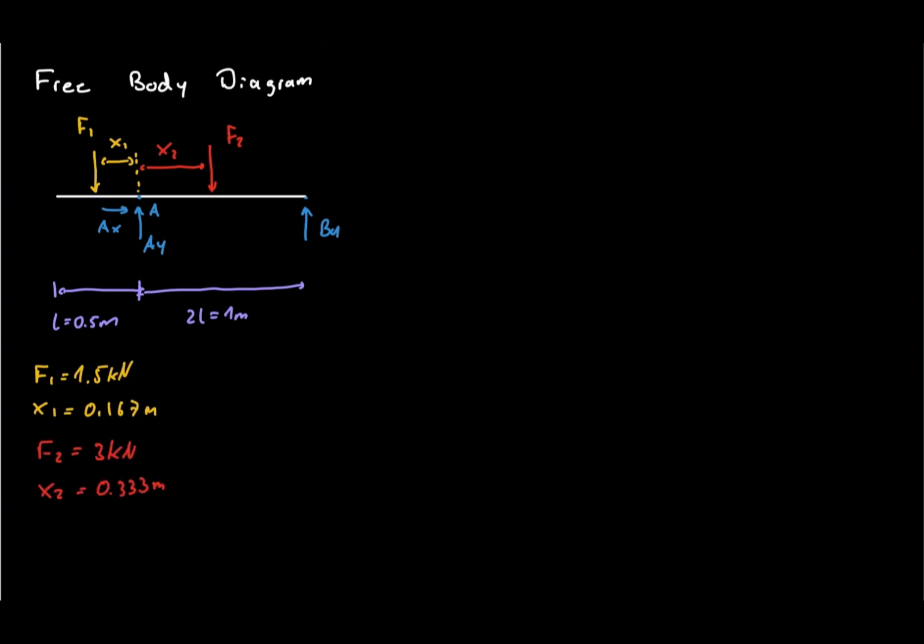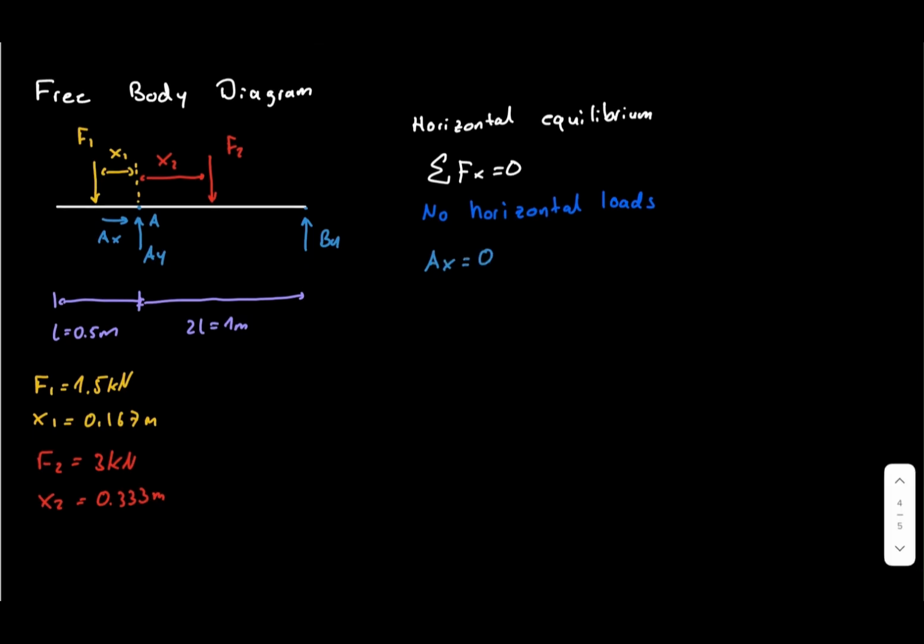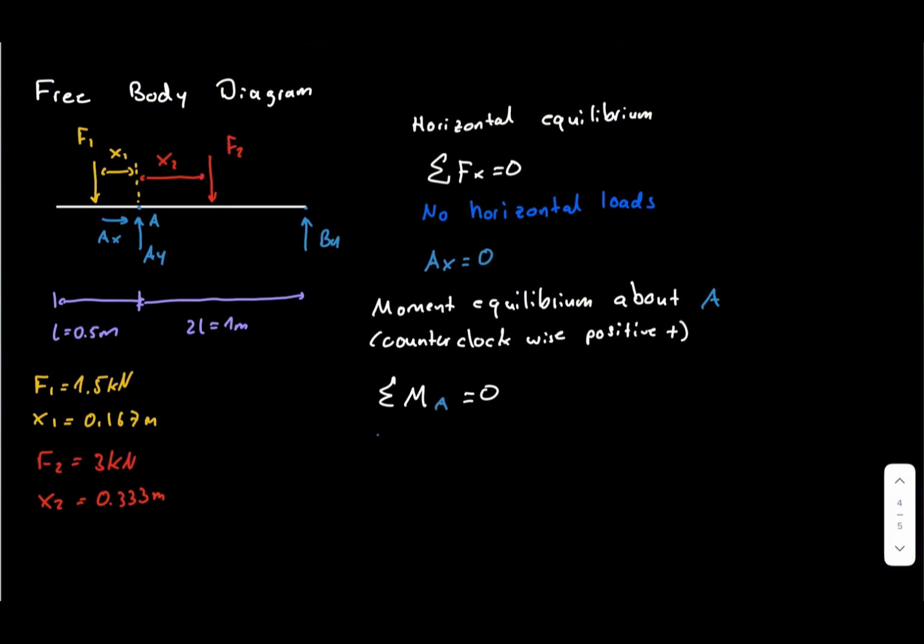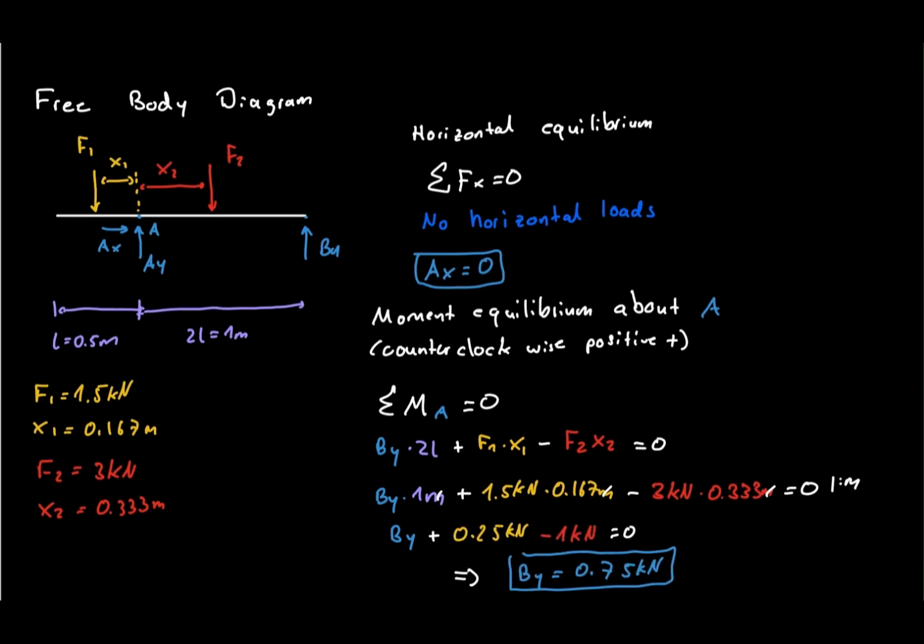The unknown reactions are AX, AY, and BY. We start with horizontal equilibrium. Since there are no horizontal loads, AX is equal to 0. Next, we take moments about support A. This eliminates the reactions at A from the equation. The left triangular force creates a counterclockwise moment because it acts on the left side of the support, while the right triangular force creates a clockwise moment. Solving the moment equation gives a vertical reaction at support B of 0.75 kilonewtons.